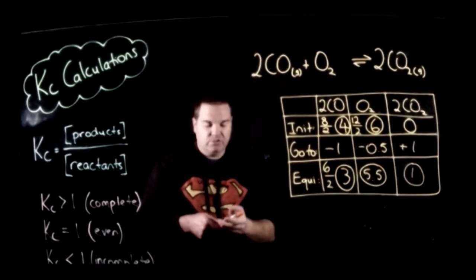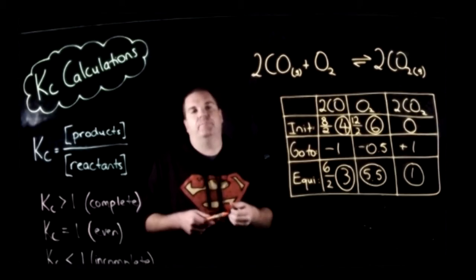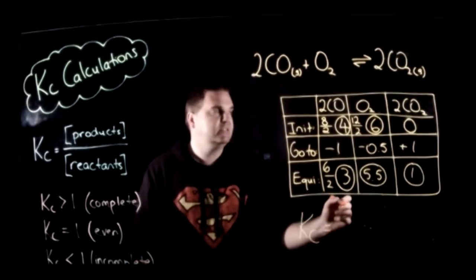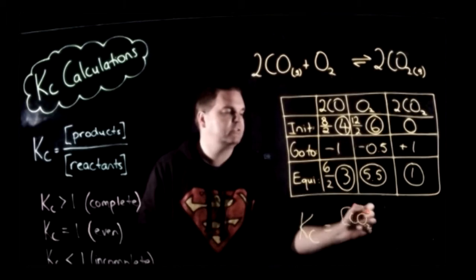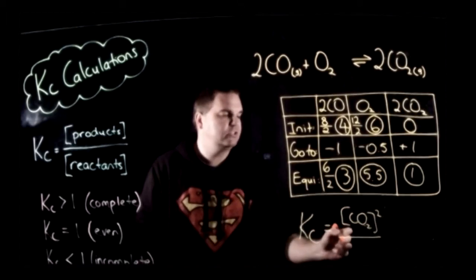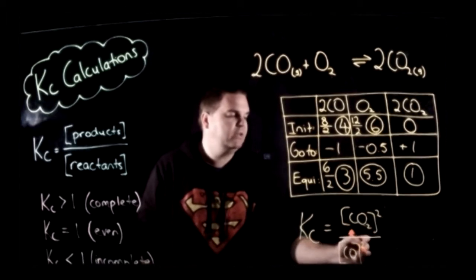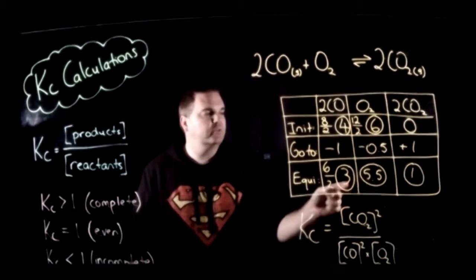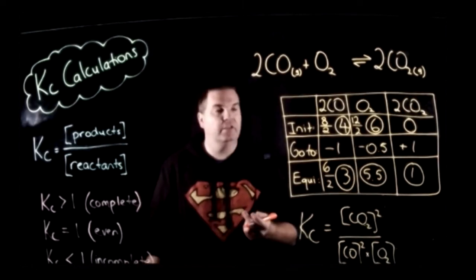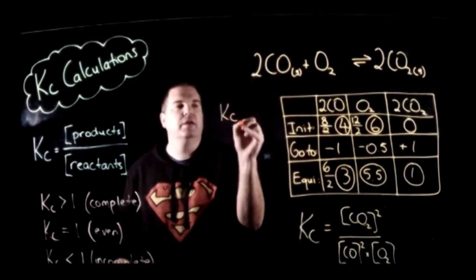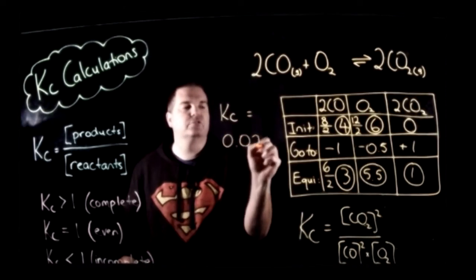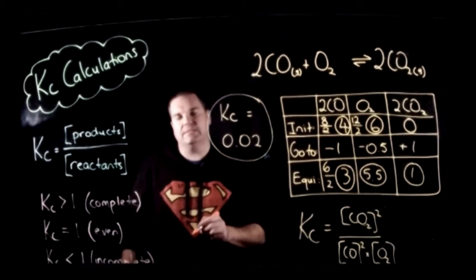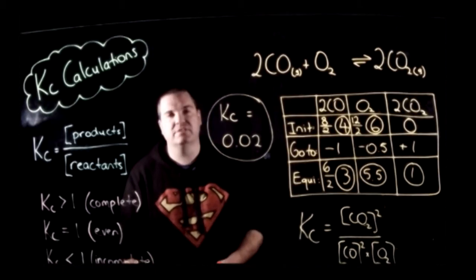What you can do is put this into a Kc expression. The equilibrium expression is the concentration of carbon dioxide squared over the concentration of carbon monoxide squared times the concentration of oxygen. These are our equilibrium concentrations that we're putting in. If you do that, you're going to get a Kc value equal to 0.02. Check you can do that calculation and get the same value. What that tells us is that this reaction is incomplete, and again, it favours the reactants.